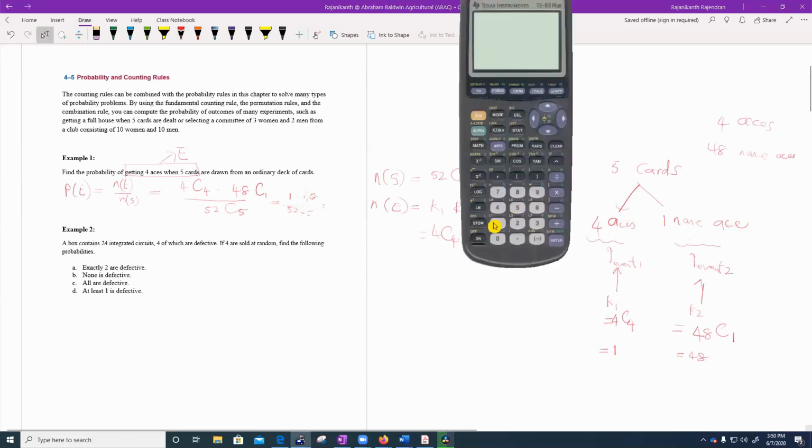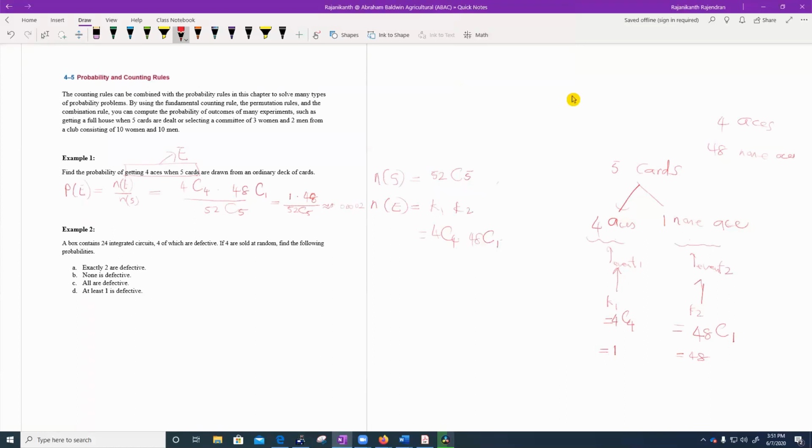48 divided by 52C5. So that is a very small probability. It is very small. If you want, you could give your answer in this form also. That is fine. So that's the way to find the given probability.